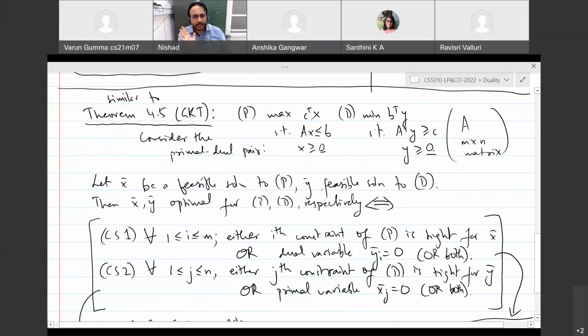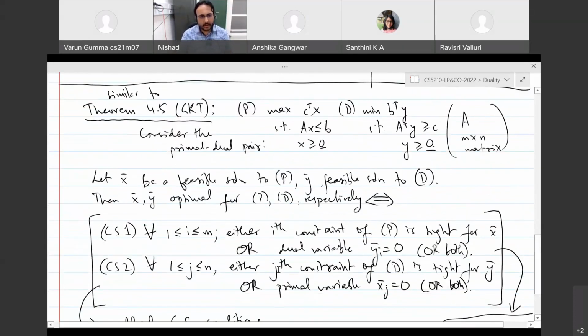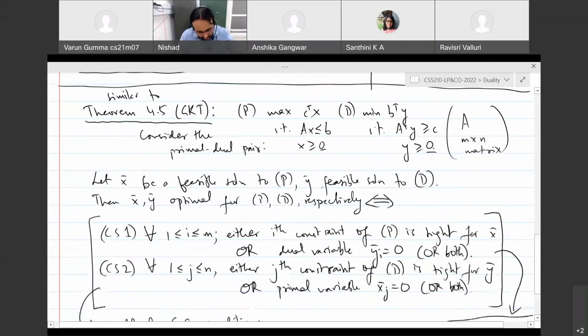All right, are there any questions or concerns about the statement of this theorem? Okay, so if there are no questions, what we will do is prove this theorem. I just want to make a quick remark. I say it is similar to theorem 4.5.